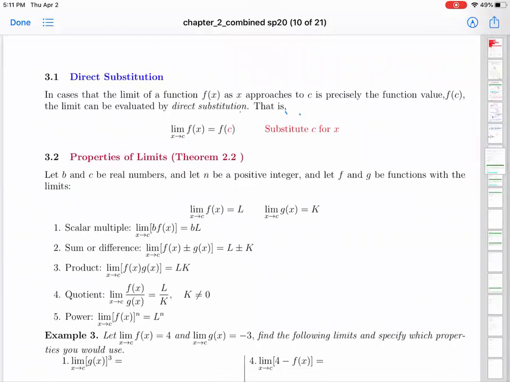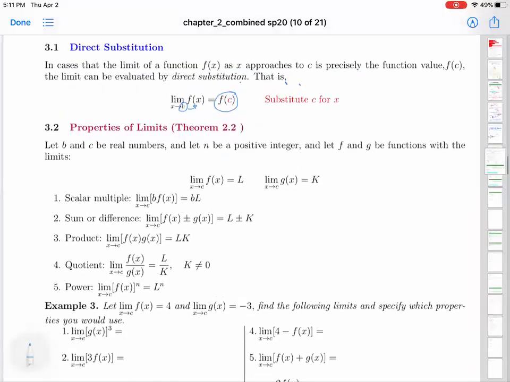You can use direct substitution when the function value of f of x is the same as the limit of f of x as x approaches c. In other words, if you plug the value of c into x and you can find the value of f of c, that means you can find the limit of the function f of x when x goes to c, and it is the same as the value f of c.